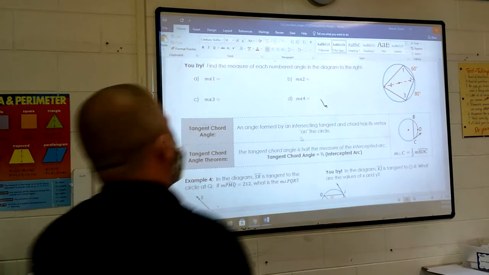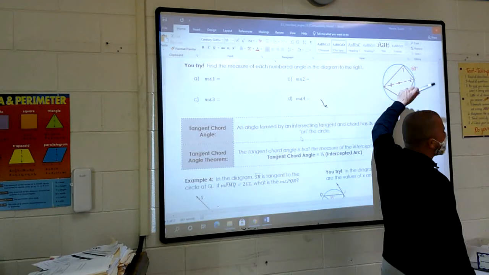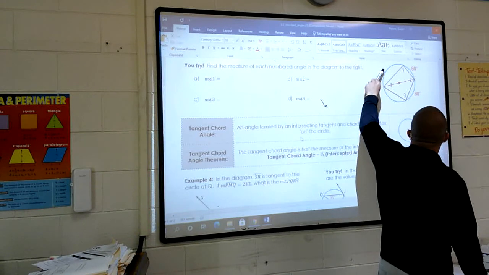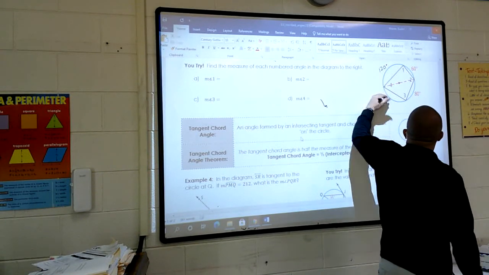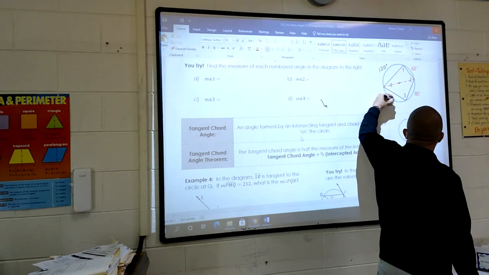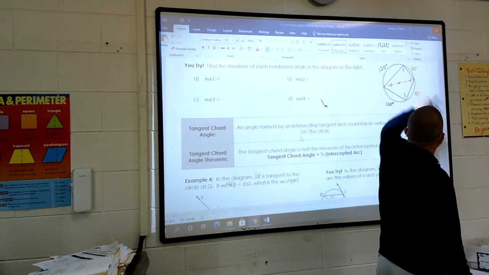So can we fill in the arcs first? Sometimes that helps. What would this arc need to be up here? 120. And what about down here? 100. So I think that helps. So the measure of angle 1 goes to here and to here. It's to a semicircle, right?